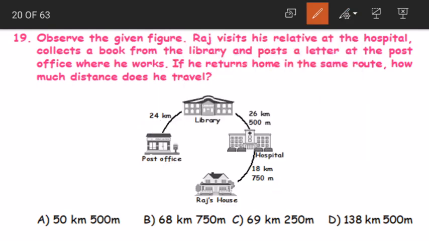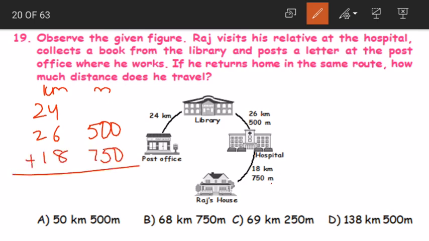First, let us see. From house to hospital to library, then to post office. What is the total distance covered? How can we find out? We need to add the distances. Yes, kilometers and meters. 24 kilometers, 26 kilometers 500 meters, 18 kilometers and 750 meters. Remember to add the kilometers and meters separately, children. Don't mix up the kilometers and meters.